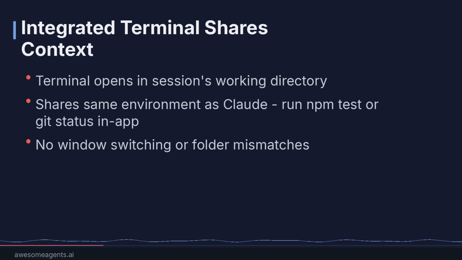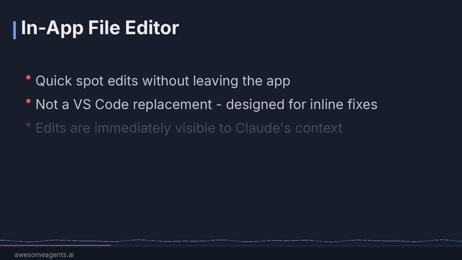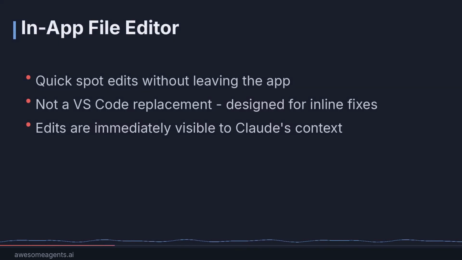What about the file editor? Are we talking VS Code competitor here? No, and I think Anthropic knows that. It is more for quick spot edits. You see a typo, you fix it in line. The important part is that your edits are right away visible to Claude's context. Right, so you and Claude are literally looking at the same files in the same place. That's a nice workflow improvement.